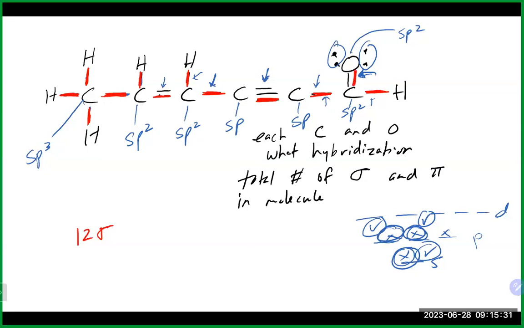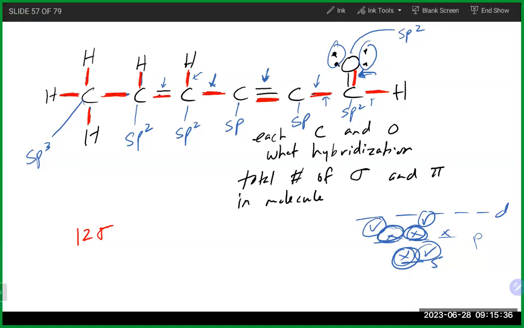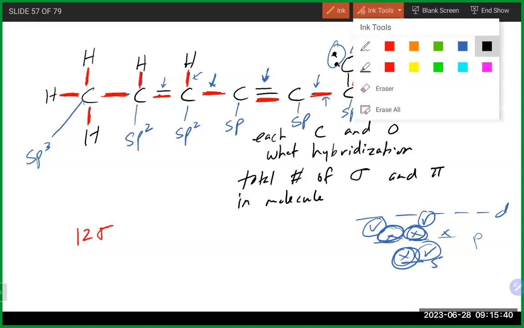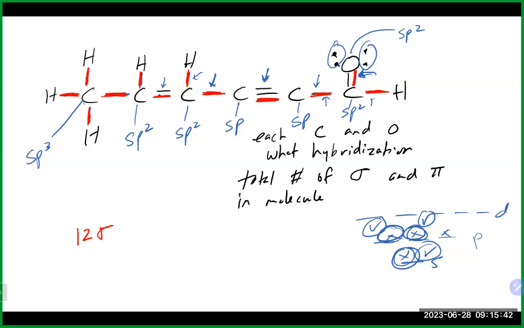Now, pi bonds are basically your double and your triple bonds. Kind of the second line in the double bond, if you want to think about it that way, and obviously the second and third line in our triple bond. So for pi bonds, we would have one there, one there, and another one there.